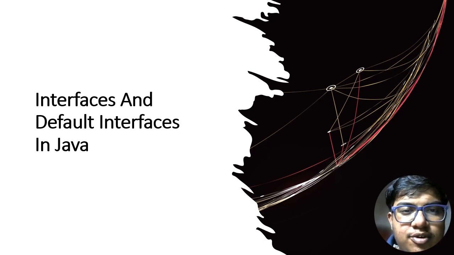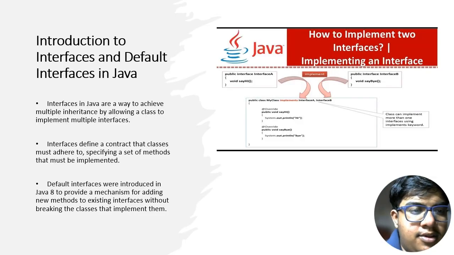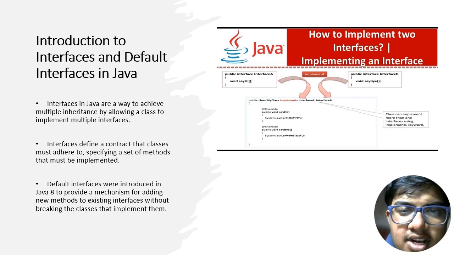Today I am going to be talking on the topic interfaces and default interfaces in Java. So let's see. Interfaces in Java are a way to achieve multiple inheritance by allowing a class to implement multiple interfaces. So let us know what an interface is first.